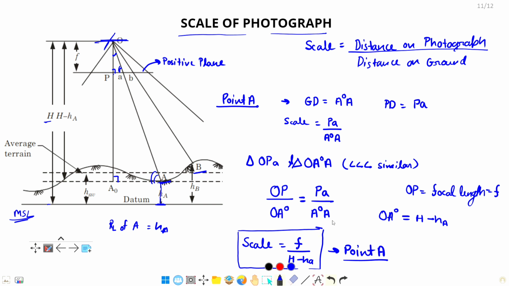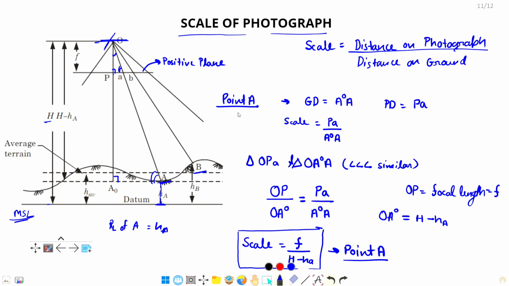Because you can see in the formula of scale A that we have derived here, the focal length of the camera will be the same. The height of the flight at which the aircraft is moving will be the same. But the height of the point from mean sea level will not be the same for every point. RL of each and every point will be different. It is not necessary that RL of every point will be the same. So here HA will not be the same for every point.